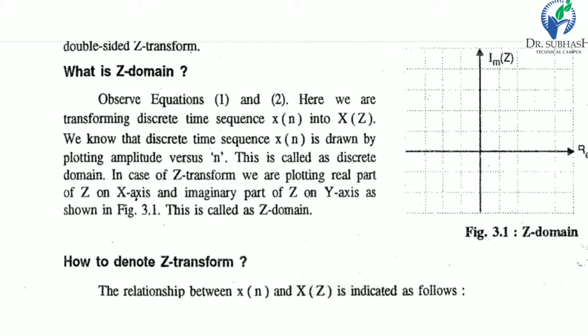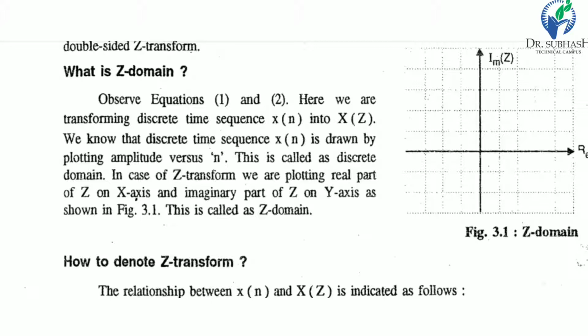So what is Z domain? In our equation 1 and 2, the first is single-sided Z transform, the second is double-sided. The difference is in summation: n equal to 0 to infinity means single sided, and n equal to minus infinity to infinity means double sided. So here we are transforming discrete time signal x of n into x of z.